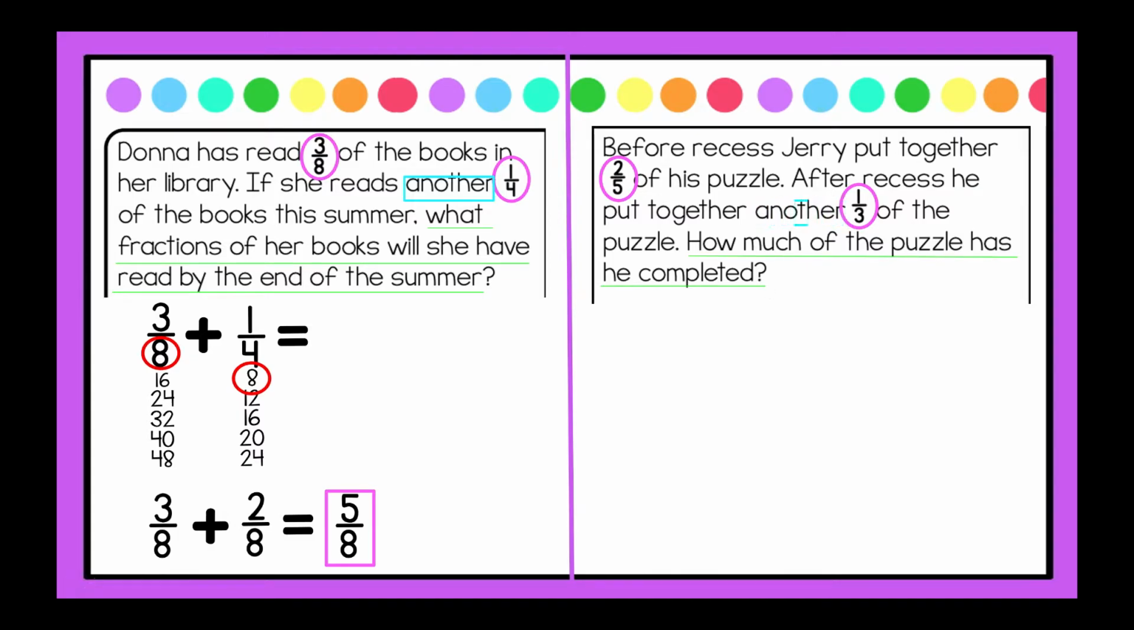Boxing some keywords. I chose another, again, same as last time. I chose another because that means we're adding something. We're getting another of that thing that he already has. So that kind of gives away that our operation will be adding again.